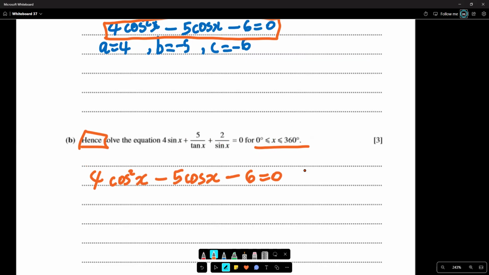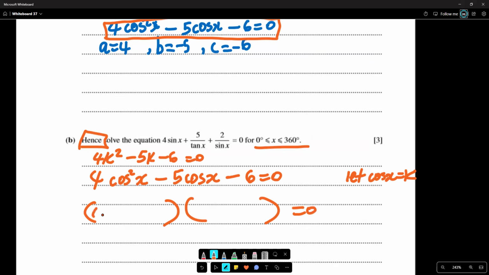But this is a trinomial, ladies and gentlemen. If you want to see it nicely, you can say, let cos x equals to k. So you can see that here we're going to have 4k squared minus 5k minus 6 equals to 0. But I'll still use it this way, because remember here it's cos squared, so it's k times k, so it's k squared, and then this k there and then minus 6. Yeah, but let's factorize this trinomial.